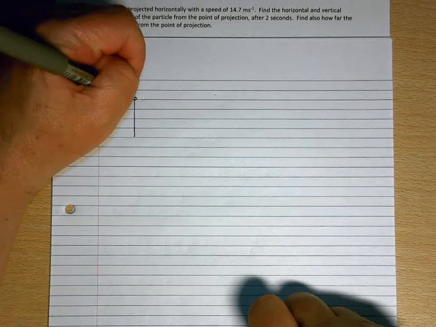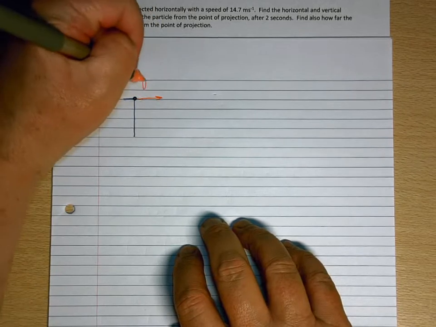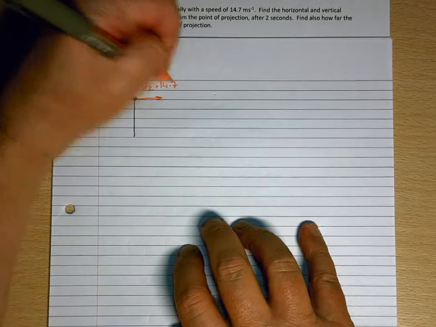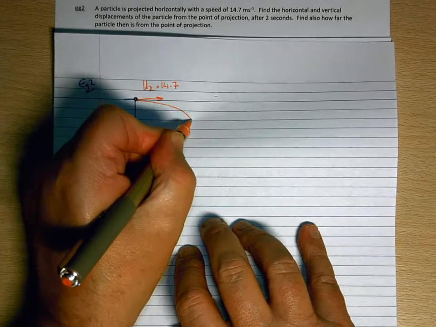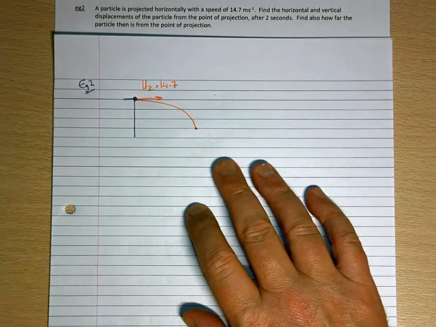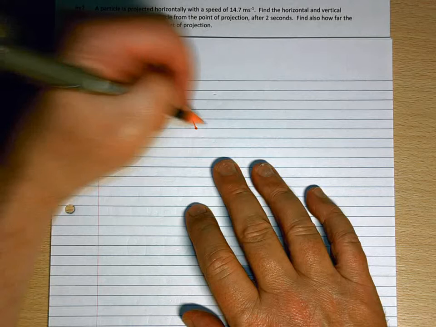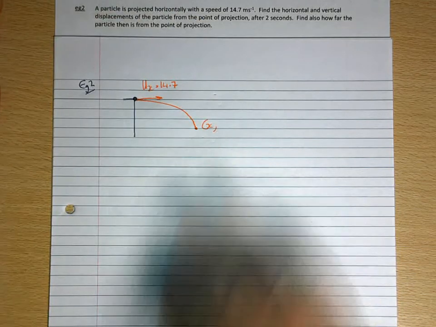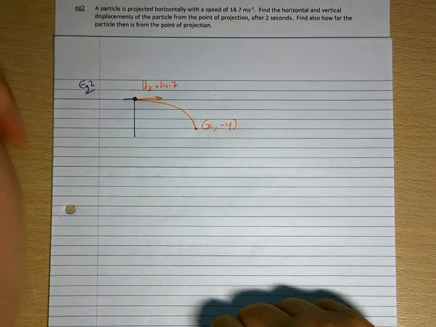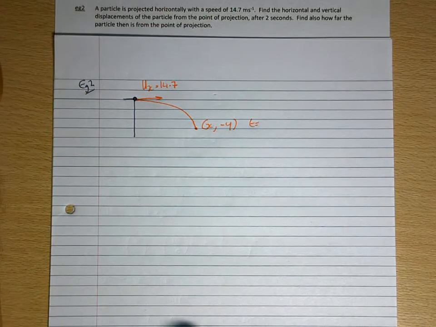So we've got our particle. It's being projected horizontally. So ux is 14.7, uy is 0, and it starts to fall, and then 2 seconds later it reaches this point. Now, because it's been projected horizontally, that point is definitely going to be below the point of projection. So if we say that it's going to have a horizontal displacement of x and a vertical displacement of minus y, and at this point t is 2 seconds.